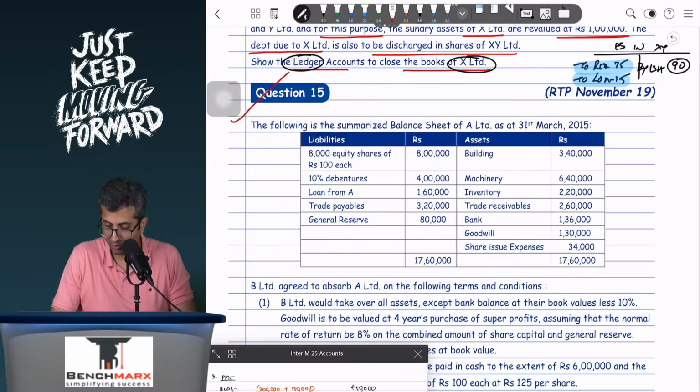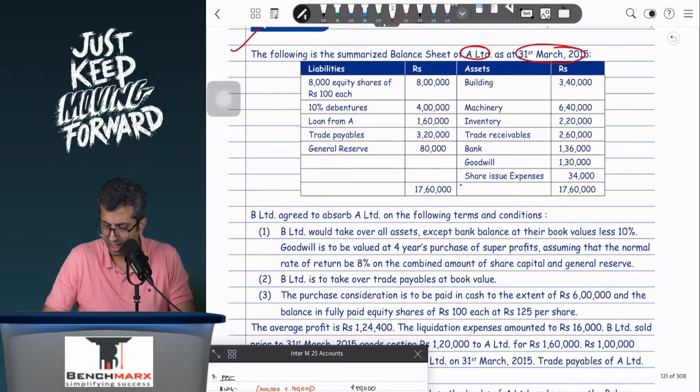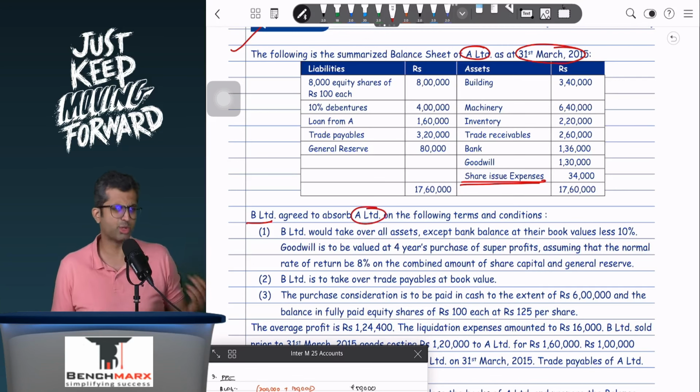Now the following is a summarized balance sheet of A as on 31st March 15. So you have the entire balance sheet. Here also at the end there is some share issue expenses. B, this is balance sheet of whom? Sir, A. B agreed to absorb A, but you have not been given B's balance sheet. Now a very unique question was there in one of the RTBs that B is agreeing to absorb A, but B's balance sheet itself is not given.